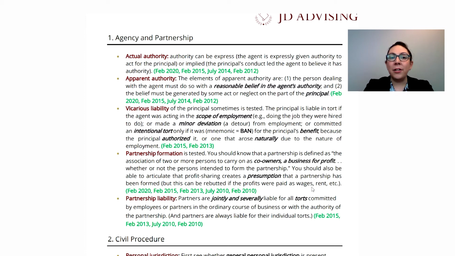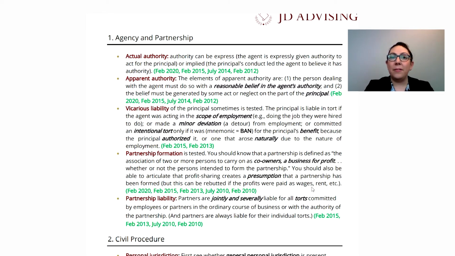When they test partnership, the things that they like to test are, number one, partnership formation. So they ask, is there a partnership, or what type of business entity have the parties formed? It's very easy to form a partnership. There aren't many formalities. You don't need to file anything. You don't need an agreement. You're just looking to see if the parties intended to carry on as co-owners a business for profit.